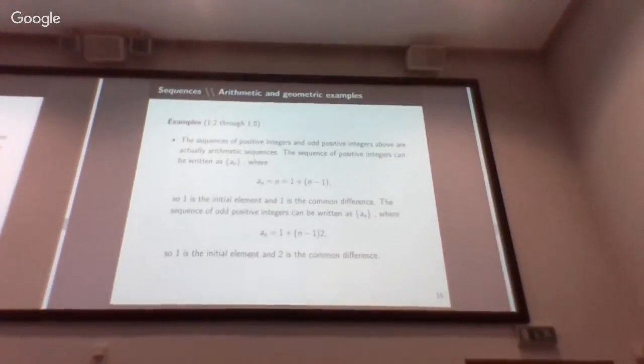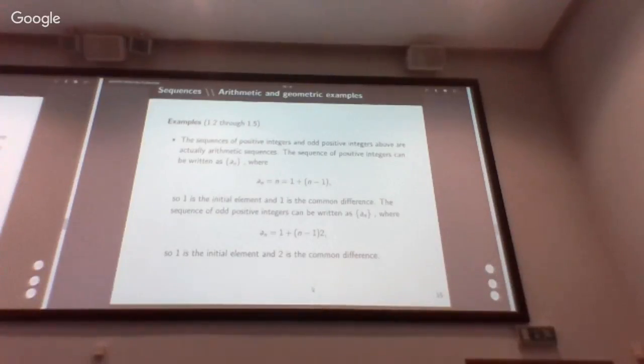So some quick examples. The sequence of positive integers themselves is an arithmetic sequence, because a_n is equal to n, and trivially that's just 1 plus (n minus 1). So the initial term a will be 1, and the constant difference d is 1. So that's not particularly interesting.